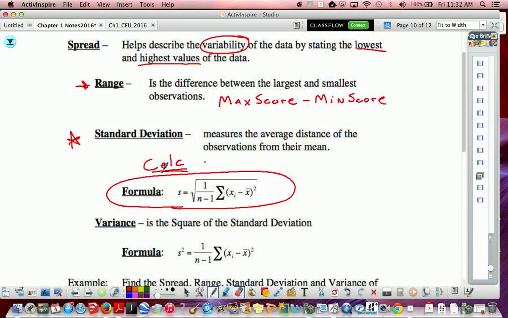Need to do it for 4. So 4 minus 5.4. Negative 1.4. Let's do it for 8. I'm kind of doing a lot of math here, but 8 minus 5.4. And then the last one is 5, which is a lot closer. 5 minus 5.4, negative 0.4.